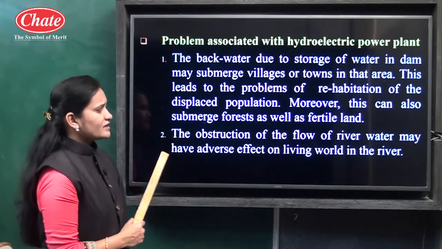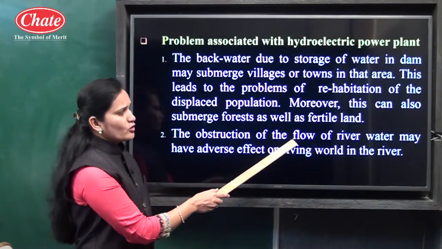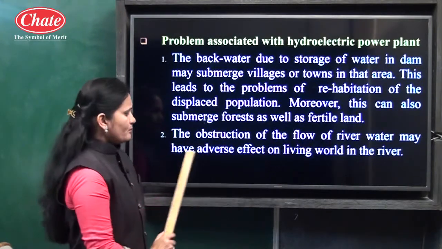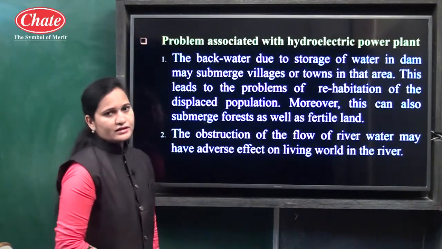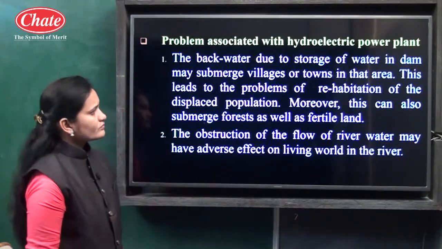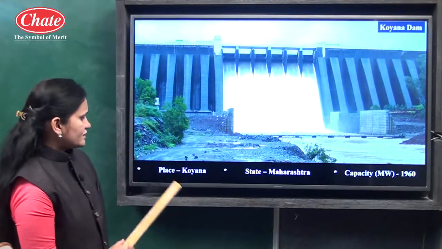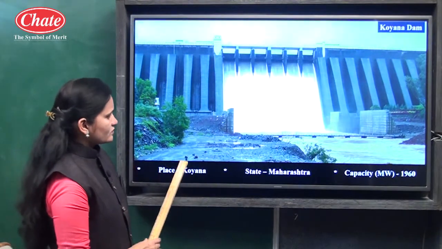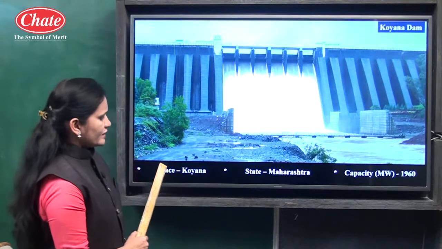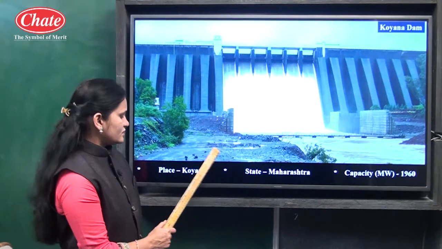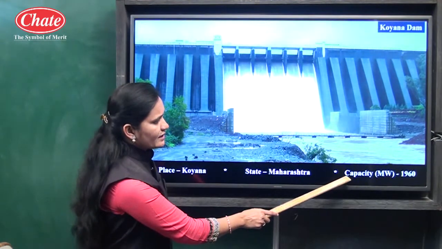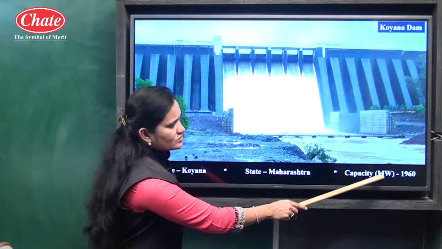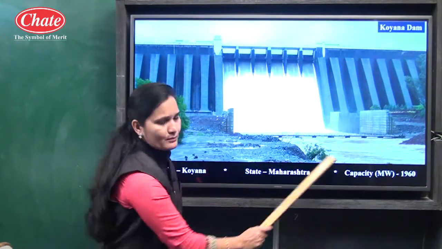And the second one is that the obstruction of the flow of river water may have an adverse effect on the living world in the river. Now this is the picture of Koyna Dam. It is in the state of Maharashtra, and the capacity of this dam is 1960 megawatt.